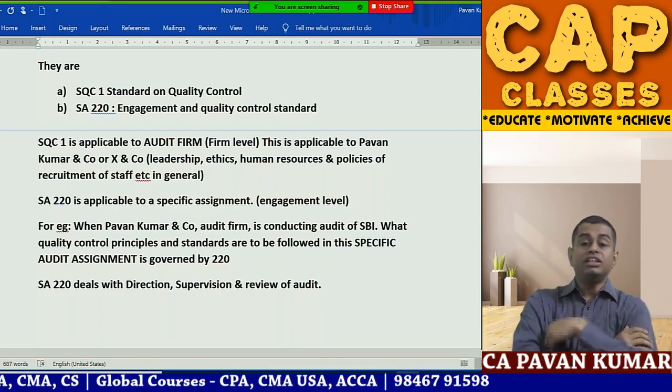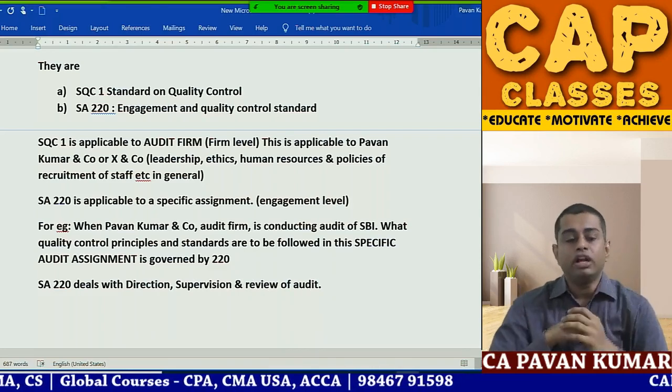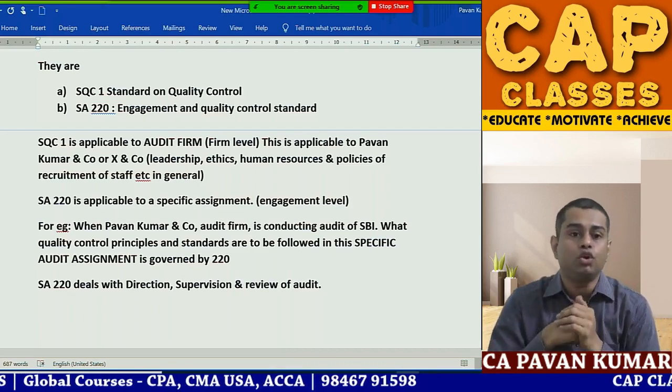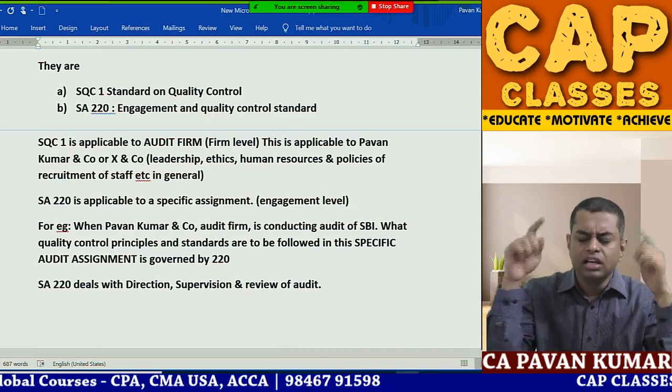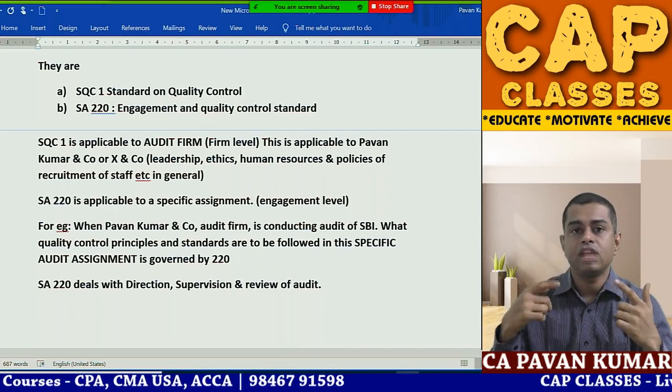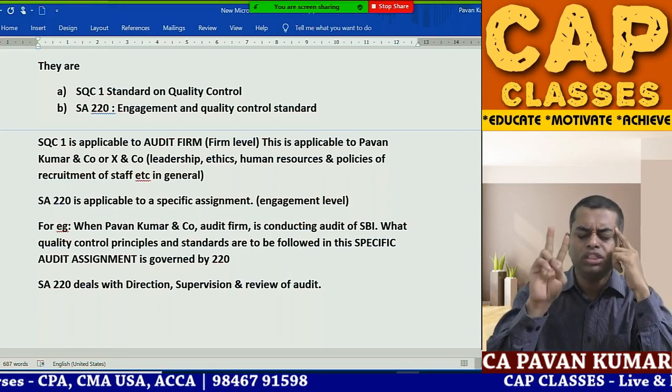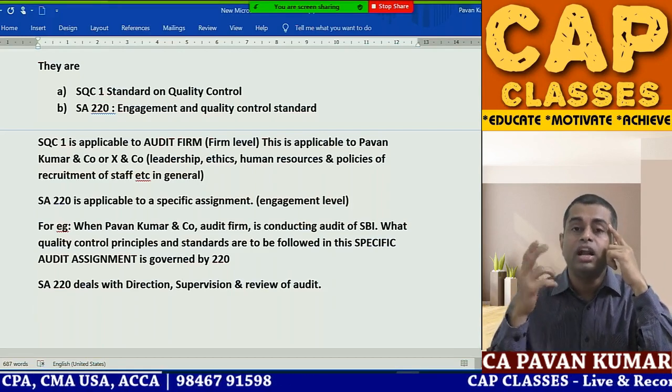SCA 220 deals with direction, supervision and review of audit. So this is the basic difference you should know. Simple. Again, close your eyes, revise. Summary, a quick revision. There are two standards which discuss audit quality.